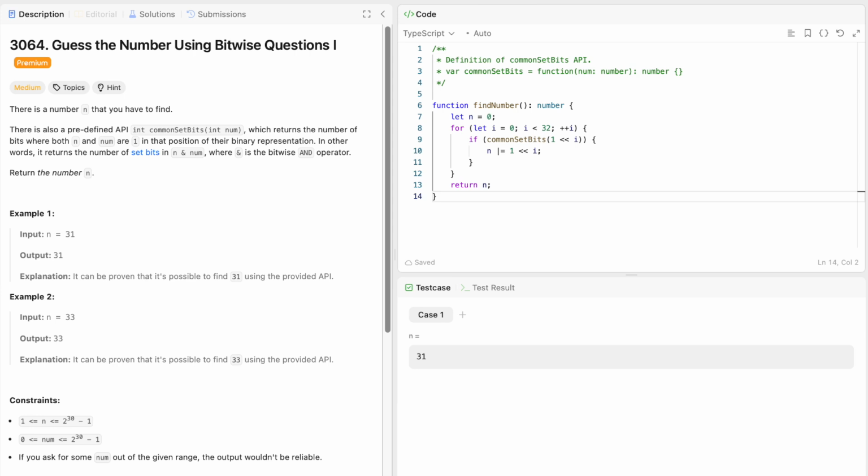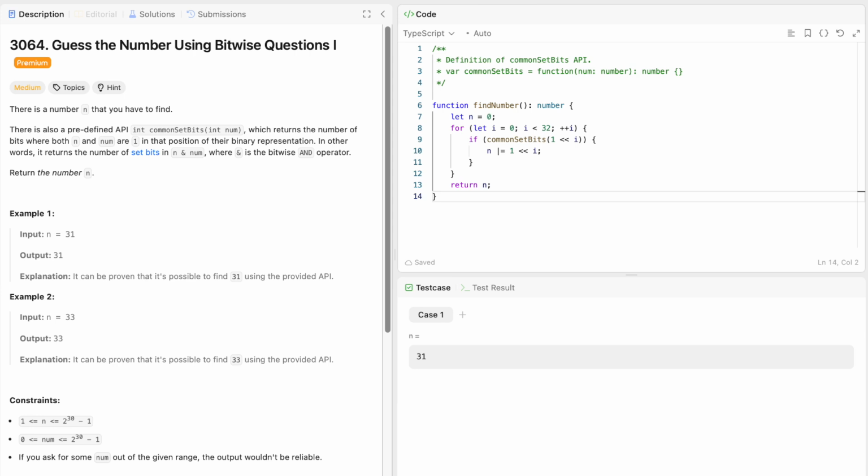Alright, so we let n equal 0 and created a for loop. Let i equal 0, i less than 32, and we increment i. So from 0 to 31, we loop through. If commonSetBits of 1 left shift i, then n or equals 1 left shift i.